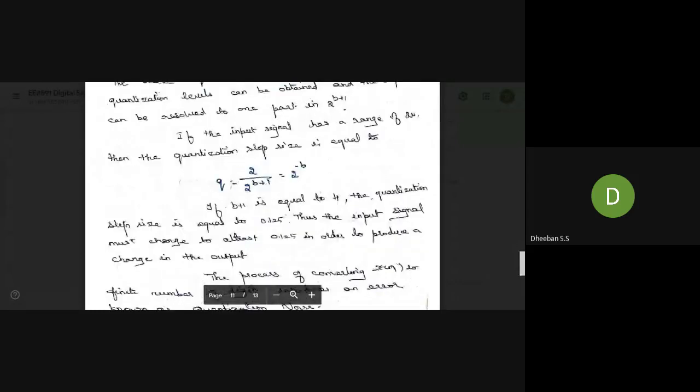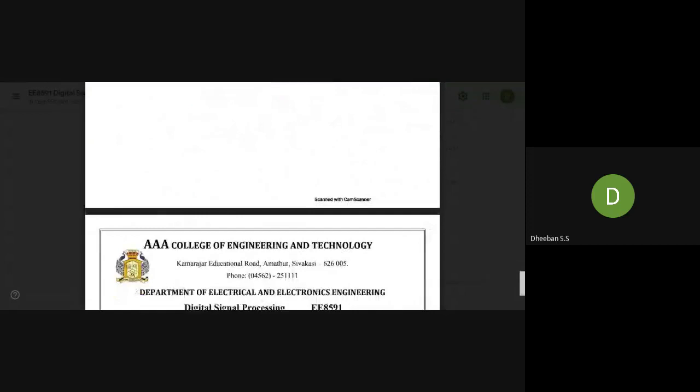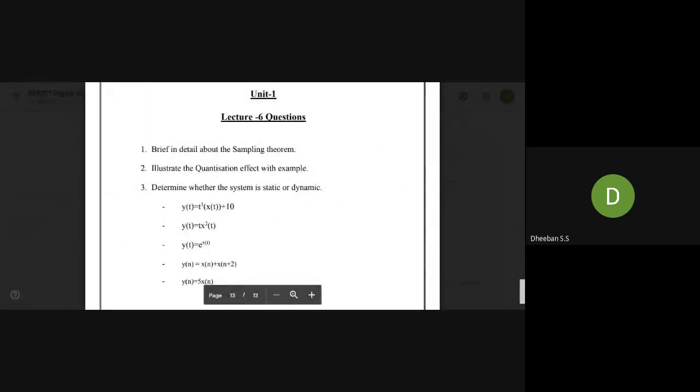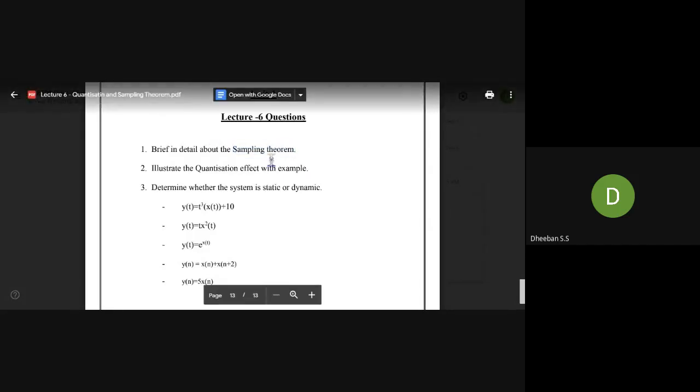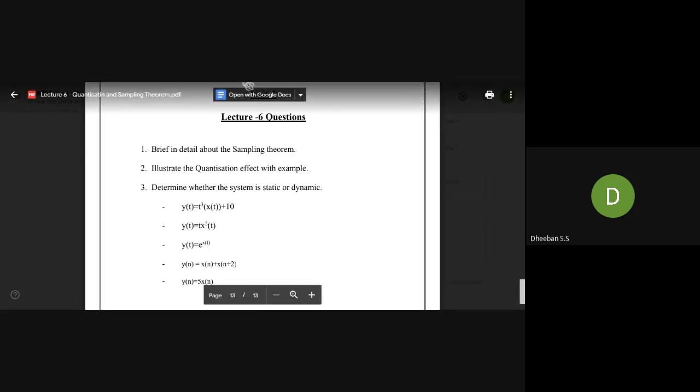If you read this yourself, you can just understand it. From this, you can surely expect these two questions. If you study the sampling theorem and quantization effect, you can surely attempt one half of this unit. This I am saying from the university point of view.